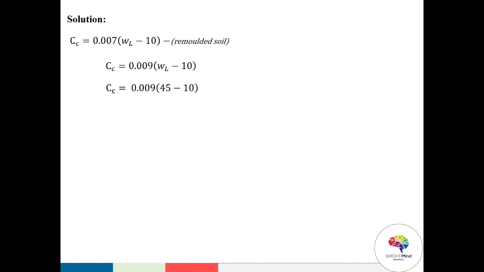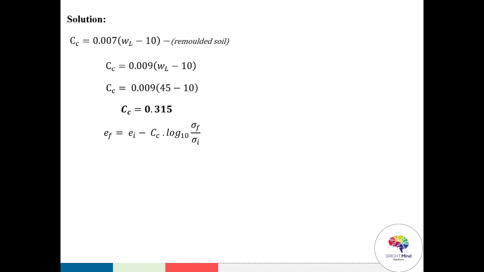Liquid limit value is given as 45. Therefore, the value of compression index comes out to be 0.315. Now, once the compression index is known, we can find out the final void ratio. We know compression index Cc equals (e0 - e) upon log to the base 10 of sigma upon sigma naught dash. Here sigma naught dash, sigma i is provided, and sigma f is provided.